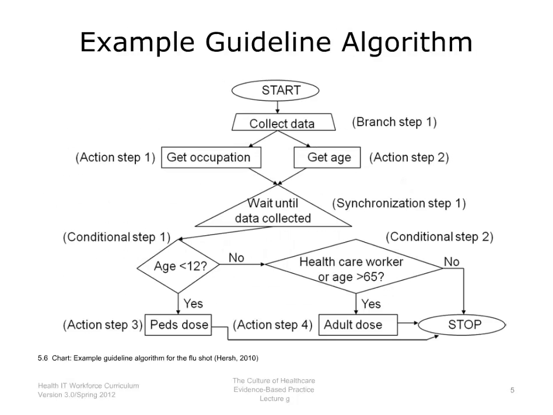This slide shows a very simple practice guideline that might be used for something like deciding whether someone should get a flu shot. The recommendations on who should get a flu shot vary, but in this guideline, we will see who they are recommended for. Our first step in the guideline is to collect some data. We branch because we need to get two pieces of data. We need to get the occupation of the individual and their age. We synchronize back until we get both of those pieces of data.